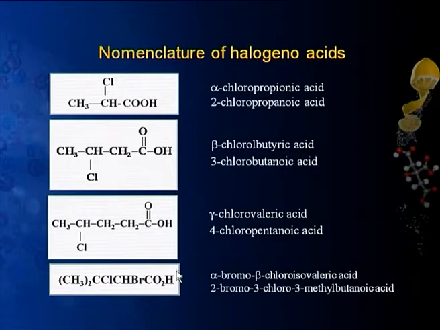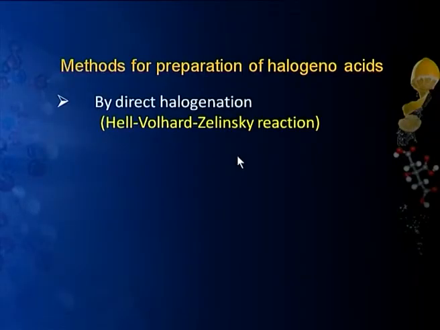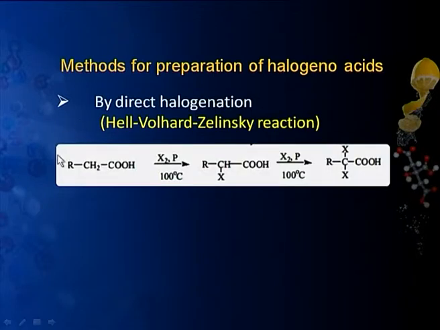Now, let us move on to the methods for the preparation of halogen substituted acids. They can be obtained by direct halogenation. We had studied one reaction called the Hell-Volhard-Zelinsky reaction in the properties of carboxylic acids. This reaction involves halogenation at the alpha carbon. So, mainly by this reaction we will be getting alpha-substituted halogen acids. This is any carboxylic acid which has 2 hydrogens at the alpha position.